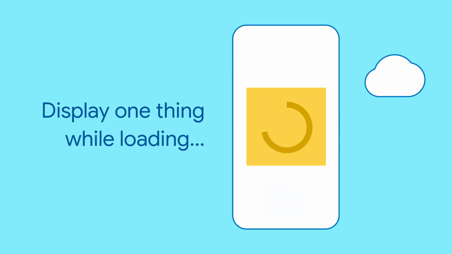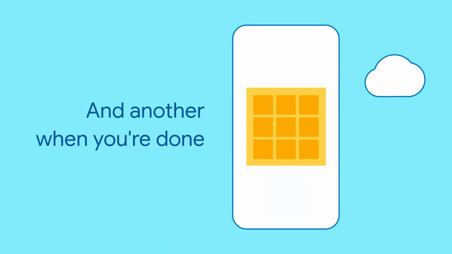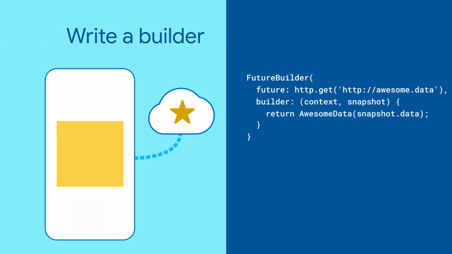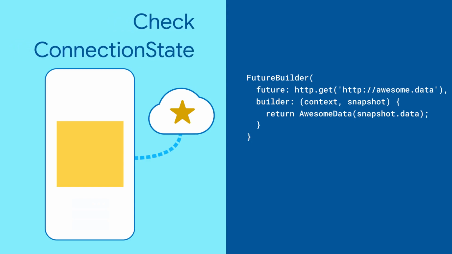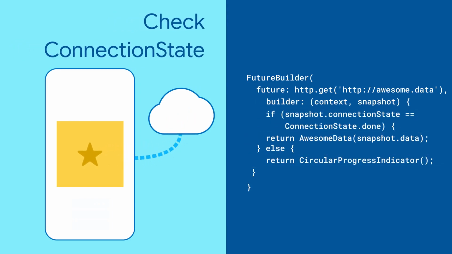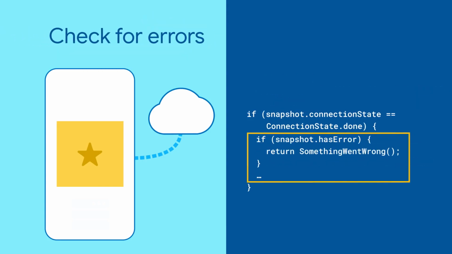FutureBuilder lets you easily determine the current state of a future and choose what to show while the data's loading and when it's available. Start by giving FutureBuilder a future and then a builder. But make sure to check the state of the future with connection state and display an appropriate widget when your future's busy. Finally, it's good practice to check that no errors occurred while your future was resolving.